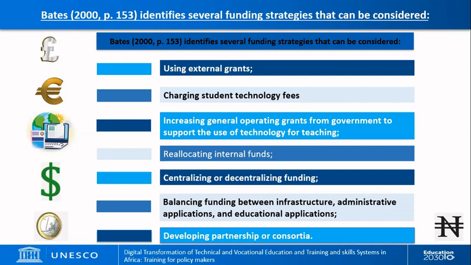You can charge students technological fees. You can increase the operating grant from government to support the use of technology for teaching. You can reallocate internal funds, centralized or decentralized funds, balance funding between infrastructure, administrative applications, and educational applications. And then you can develop a partnership with organizations or consulting.